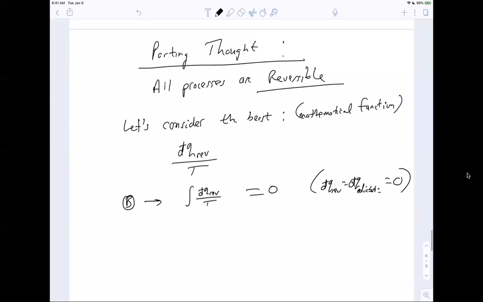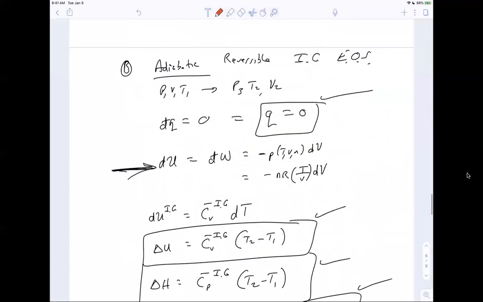Now let's consider C. Okay, process C, and we want dq reversible over T for that. So let's go back.